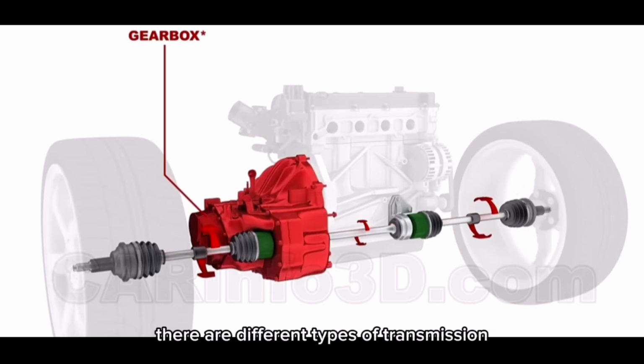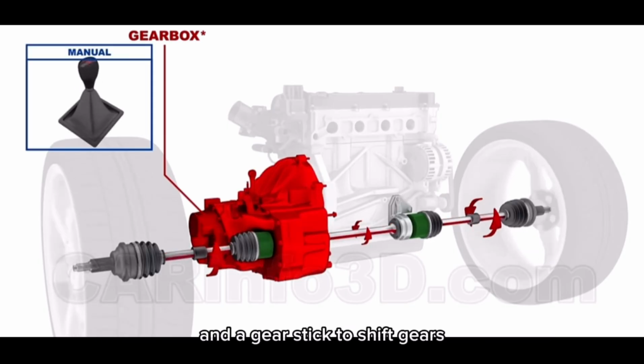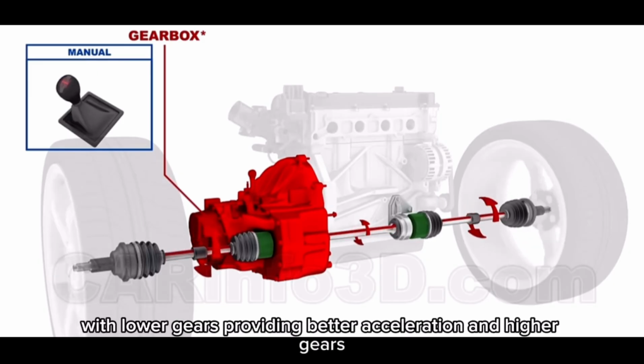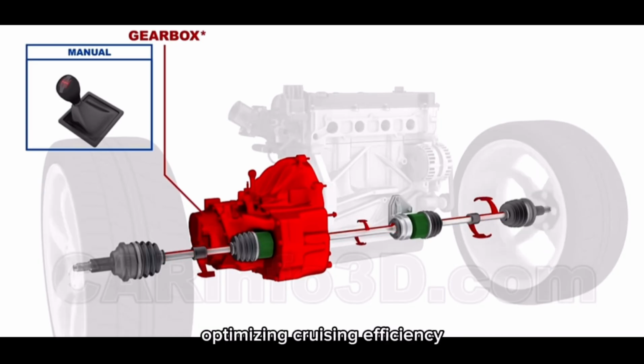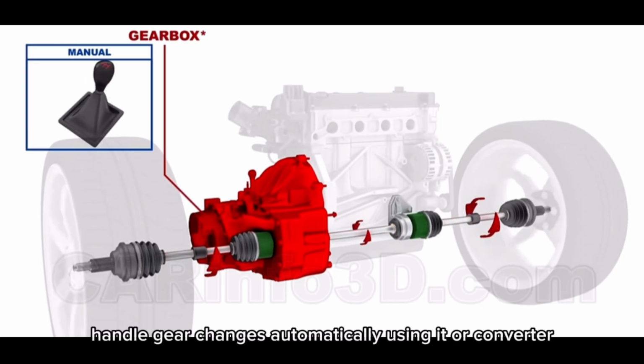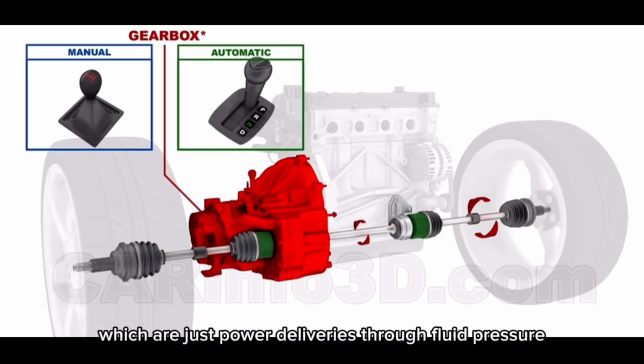There are different types of transmission. Manual transmissions require the driver to use a clutch and a gear stick to shift gears. Each gear has a specific ratio, with lower gears providing better acceleration and higher gears optimizing cruising efficiency. Automatic transmission handles gear changes automatically using a torque converter, which adjusts power delivery through fluid pressure.